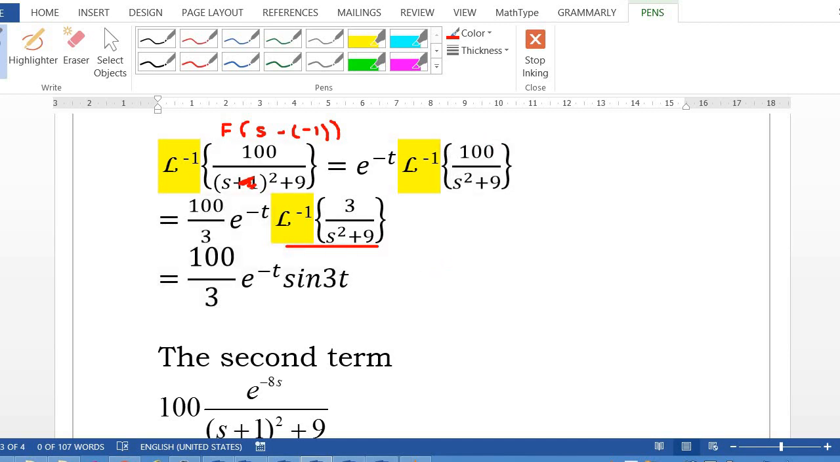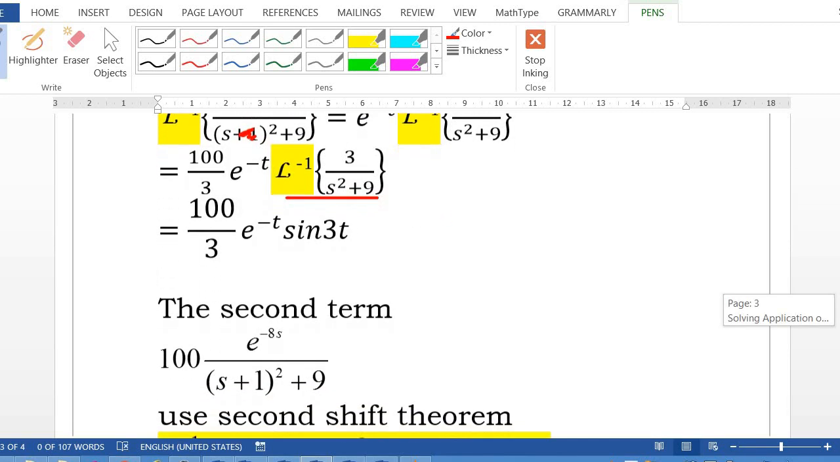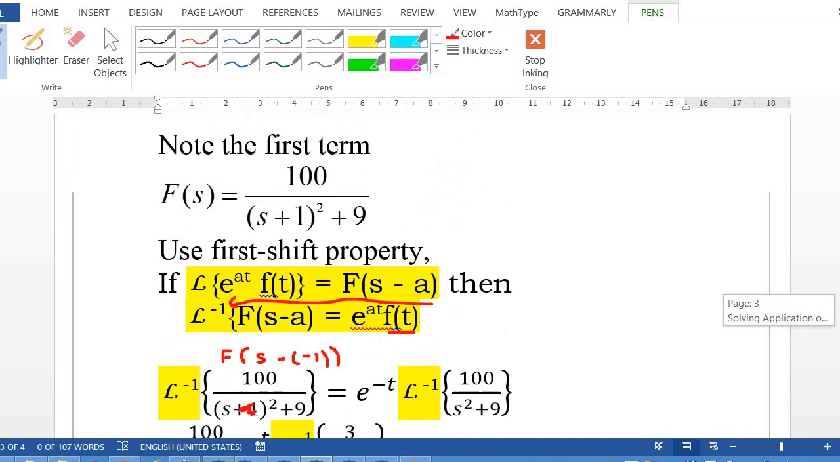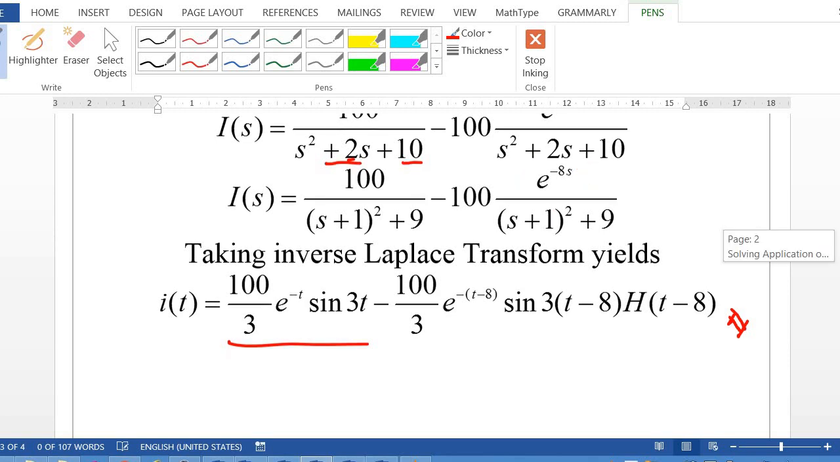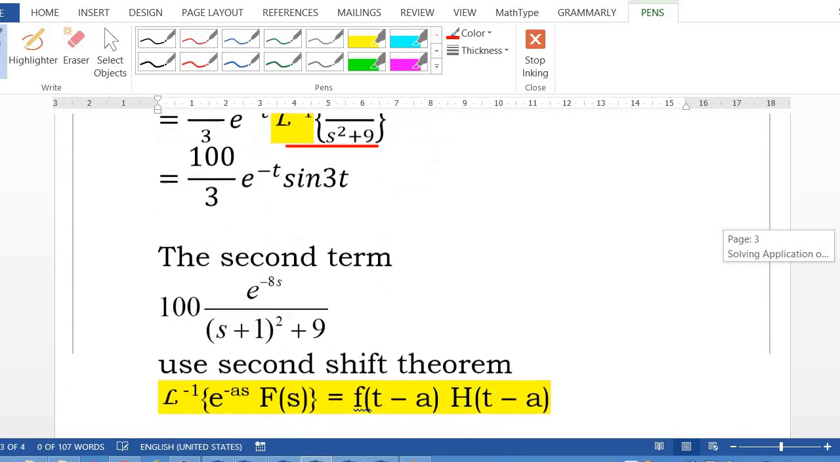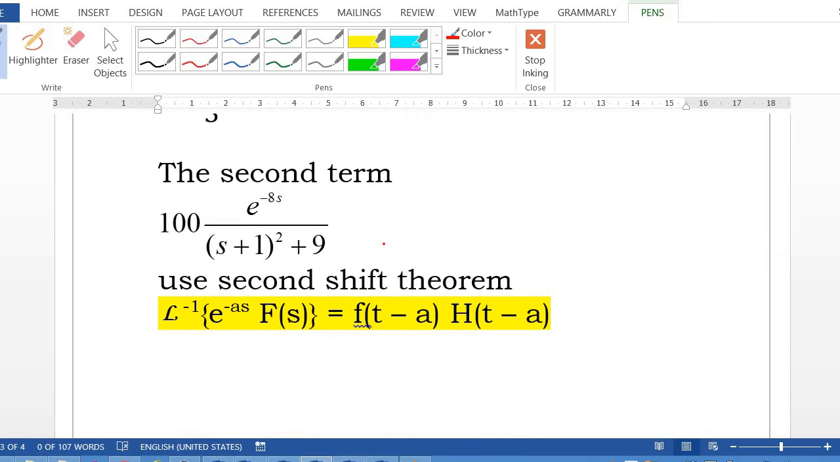Now factor out 100. The second term is actually similar to the first term. However, it is multiplied by e to the negative 8s. So the second term has the form of F(s) times e to the negative 8s.